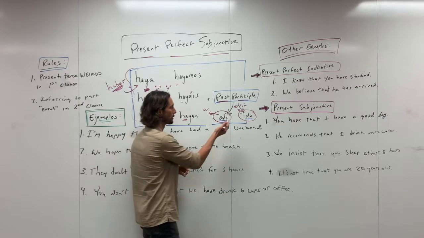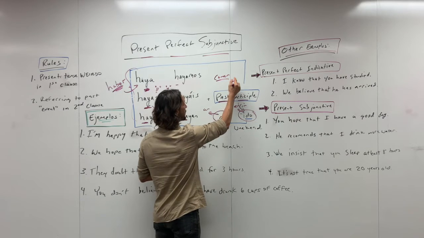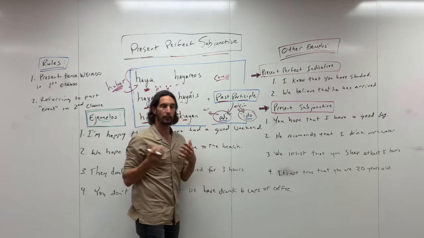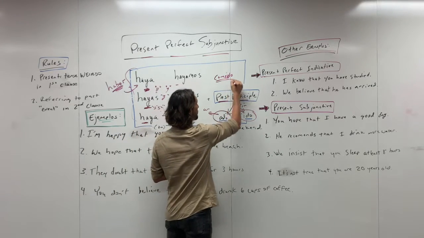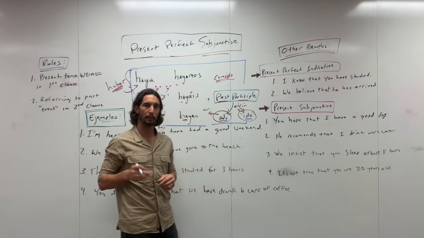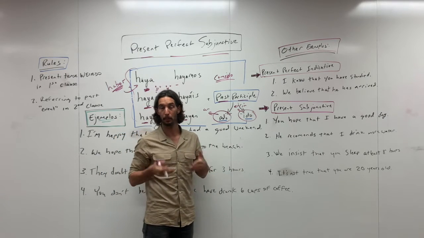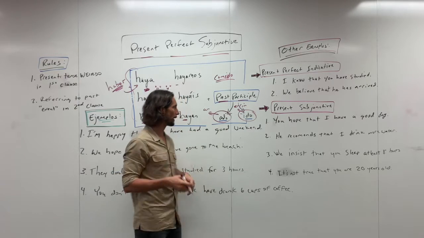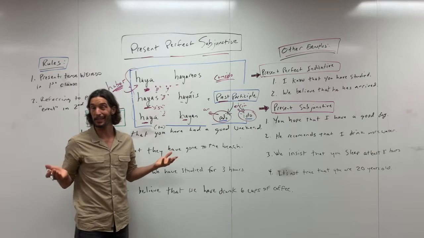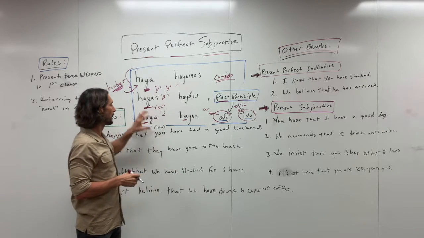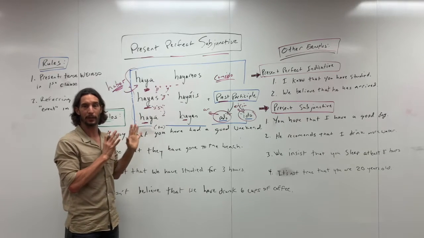What you would do is, let's just take comer. We drop the ending, we're left with the stem, and with it being an ER, you would add ido. So your past participle for comer becomes comido, right? Hablar becomes hablado, for example. Vivir becomes vivido. So you have your past participle and your conjugation of haber, in this case in the subjunctive. And that is the structure of the present perfect subjunctive.